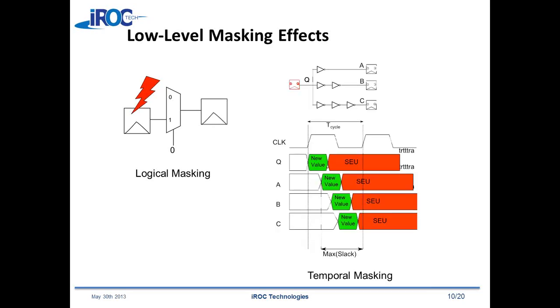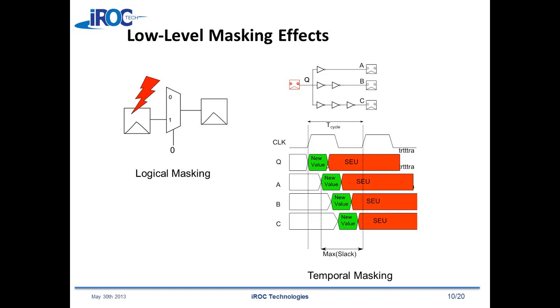Or a slightly more subtle form of masking is what we call temporal masking. We have to look at where the upset occurs relative to the clock edge, and if the upset occurs early in the clock cycle, as you see in the picture, then the corrupted value, shown in red, has time to propagate through the downstream logic and get sampled. You can imagine if the soft error had happened just a little bit before the clock edge, it wouldn't have had time to propagate, and it would have gotten masked also.